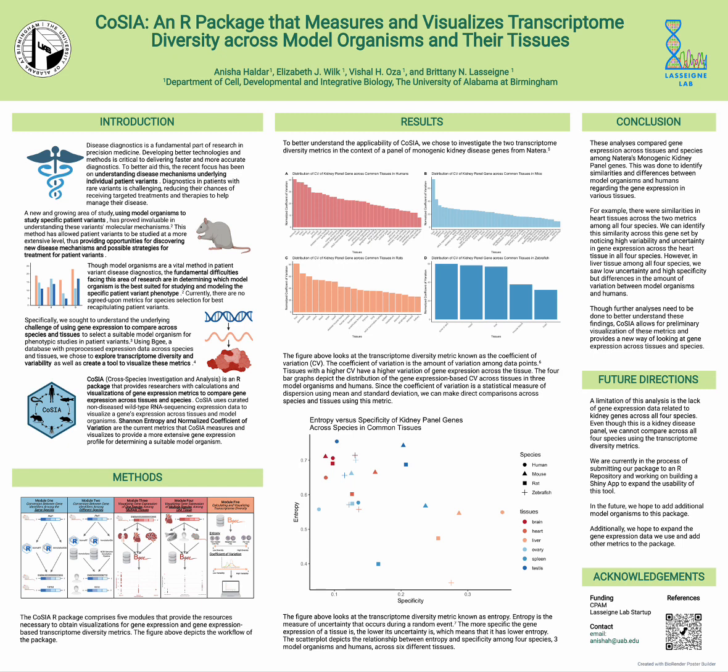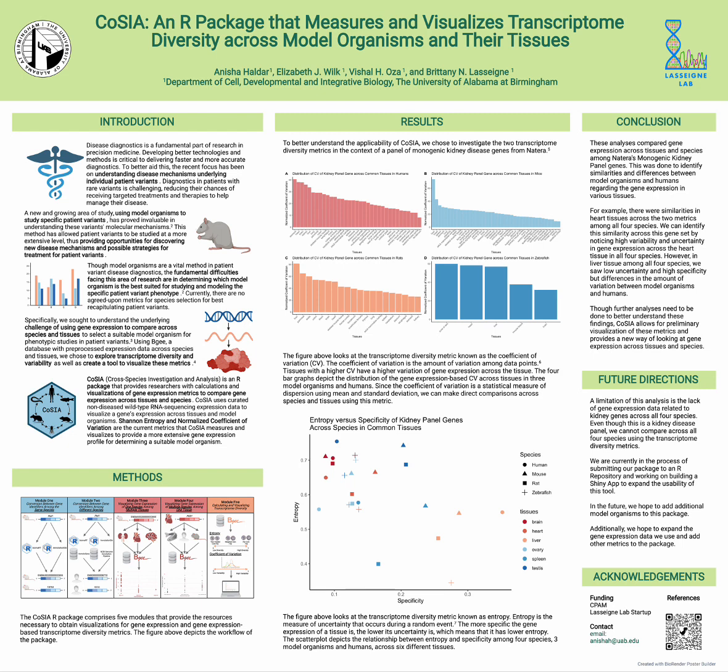We wanted to provide a tool for researchers to calculate and visualize gene expression metrics for specific genes they were interested in and compare those metrics across model organisms they were considering using. The R package uses curated non-disease wild-type RNA sequencing expression data from BGee to calculate these gene expression-based metrics for various tissues and model organisms. The two gene expression-based metrics used in the package are Shannon entropy and normalized coefficient of variation.